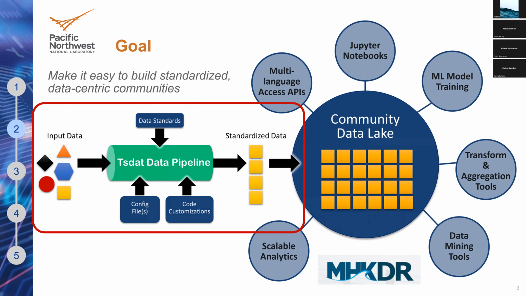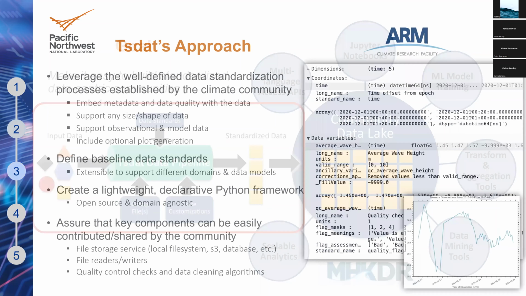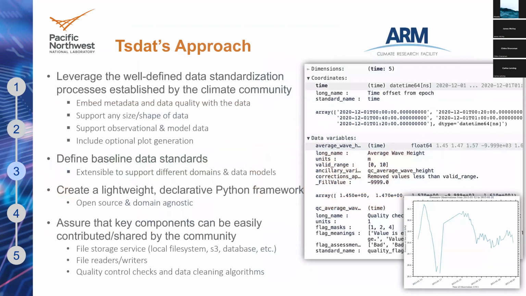Tsdat's approach follows that used by the Atmospheric Radiation Measurement Research Program. That's ARM, the atmospheric side of DOE research. We want to include a lot of the same features that they have in their pipeline setup, which comes down to storing metadata and being able to support any size, shape, and data format, including observational and model data. These can often have different formats and setups. It also includes visualization tools so you can run the pipeline and see what's happening as it's moving along.